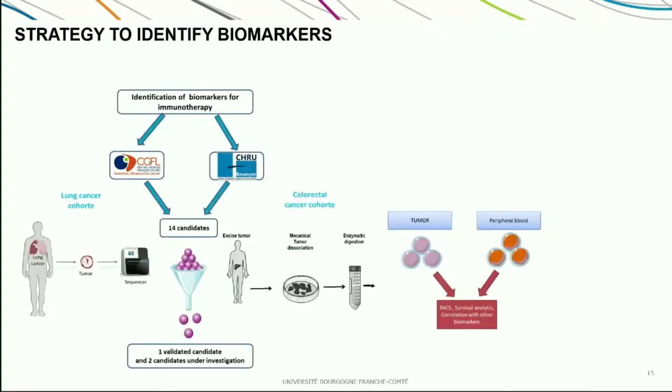From their clinical cohort, lung cancer or colorectal cancer, they have different strategies. One is using RNA sequencing, the other is using flow cytometry and comparing immune cells or targets within the tumor versus peripheral blood to get very specific signal from the tumor. They have globally identified 14 candidates. One is now validated and 2 are under investigation.